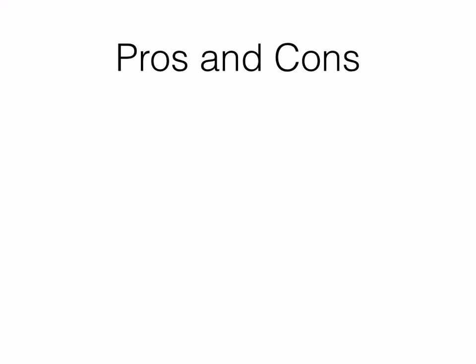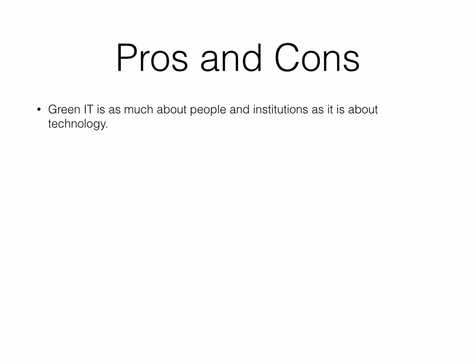So the pros and cons about all this, and kind of concluding this presentation on green computing. Green IT is as much about people and institutions as it is about technology. What we've shown from how we can design green computing, the statistics on what we consume, is that it boils down to human behavior and institutions, which are the conglomerate of human behavior. People act, in a micro sense, individually, and then they also act as a group. So green IT is as much about people and institutions as it is about technology.